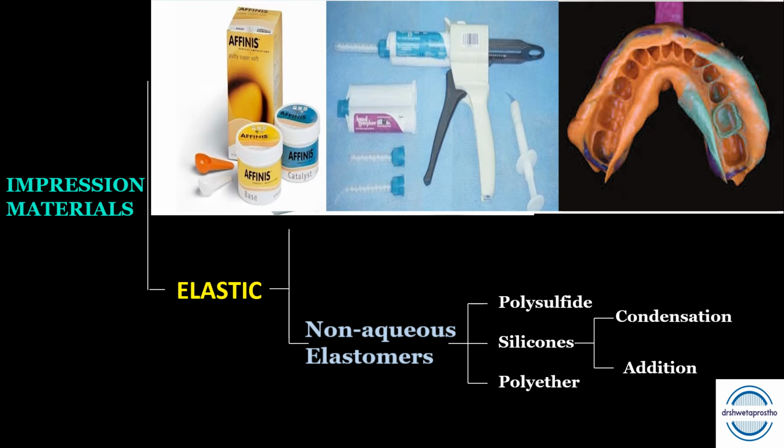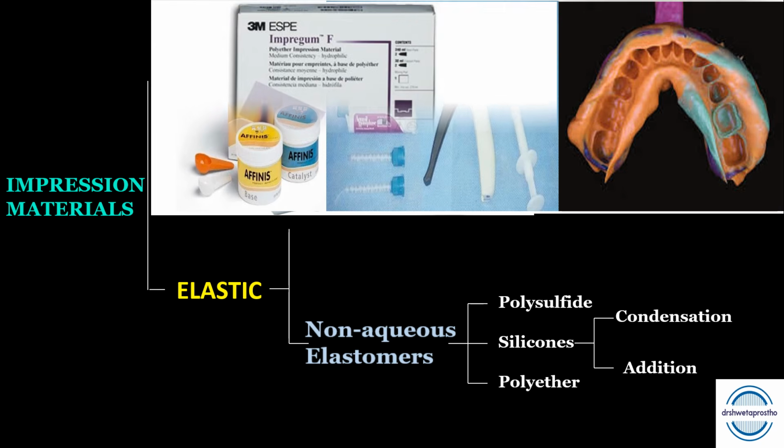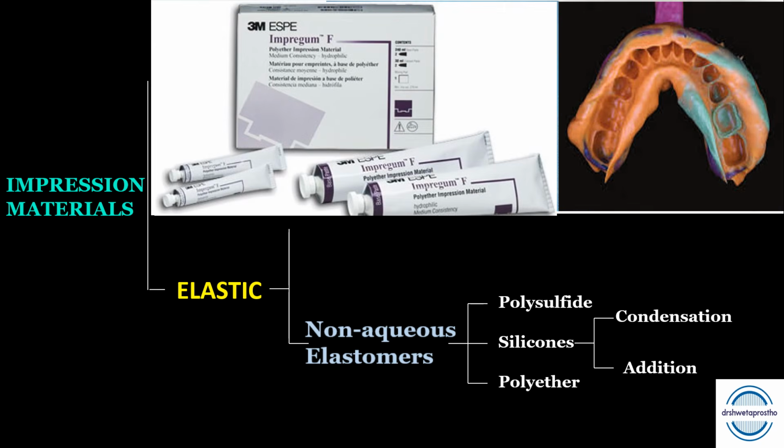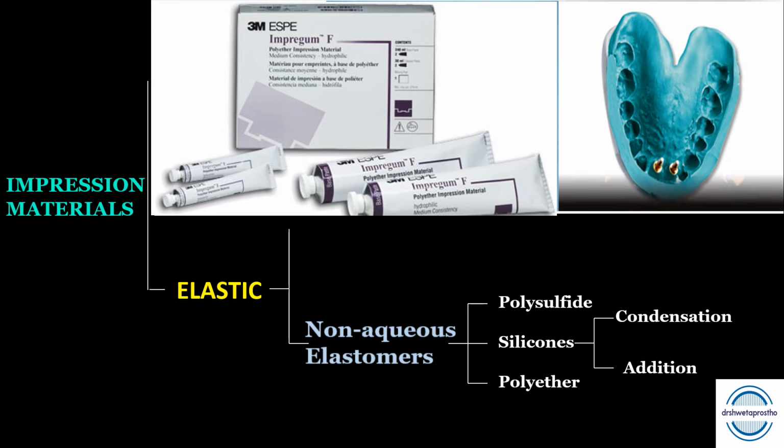Polyethers are the materials which set by ring opening addition polymerization reaction. They don't give any byproduct. They are rigid materials and used for making implant impressions.